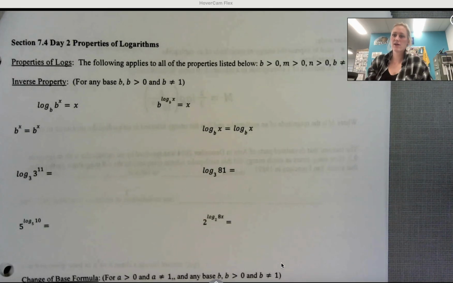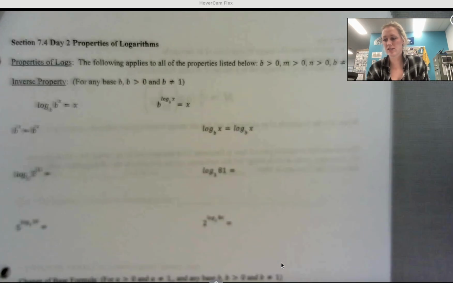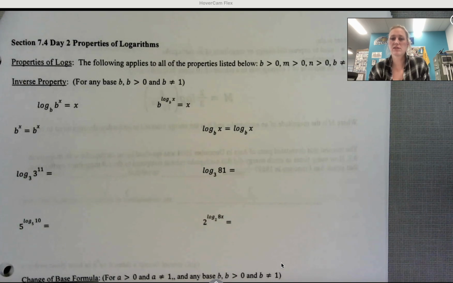Guys, this is 7.4 day 2. We're going to continue working with different properties of logs, and we're going to start moving towards solving some exponential log equations. We're going to use the properties as they relate to one another.